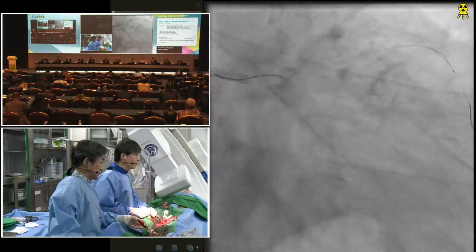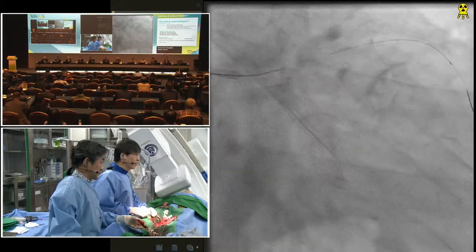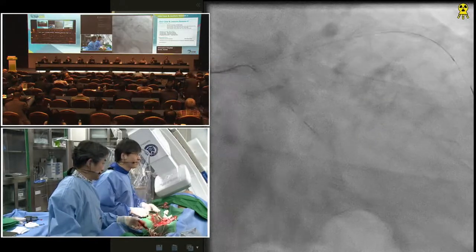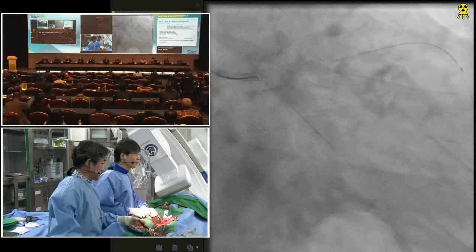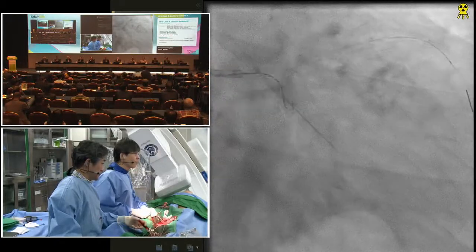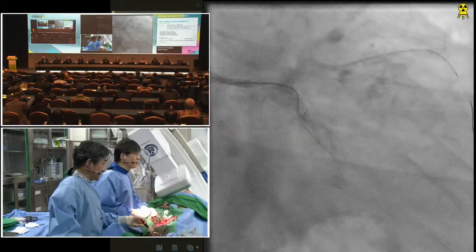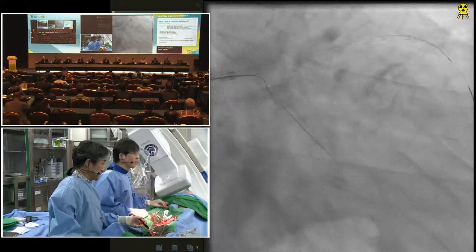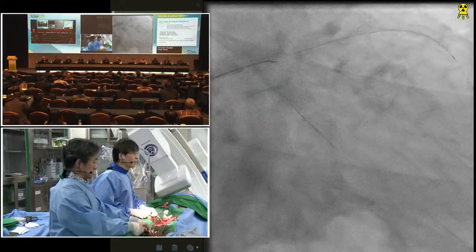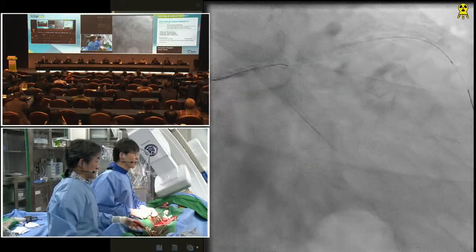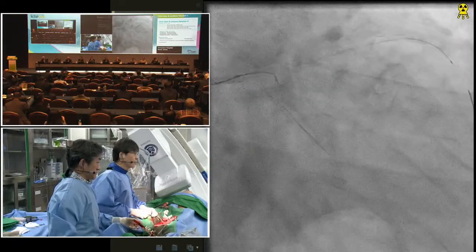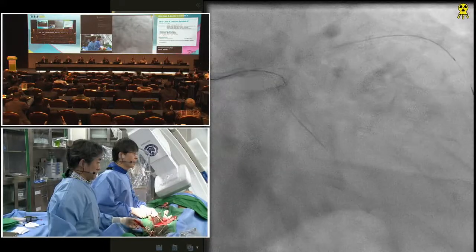Try to cannulate. Another pilot wire. This is not good. The wiring was done in the proximal part, but I'd like to cannulate in the more distal part. That's true. Okay, good.